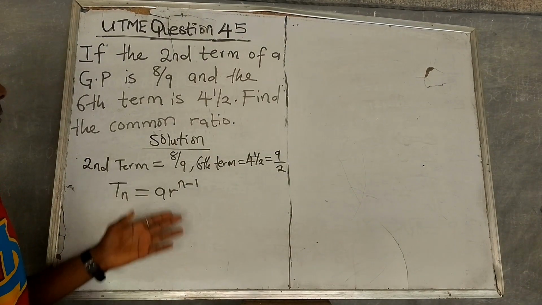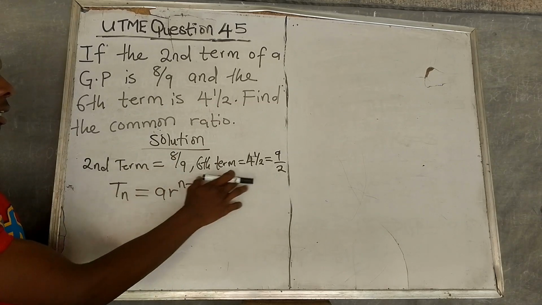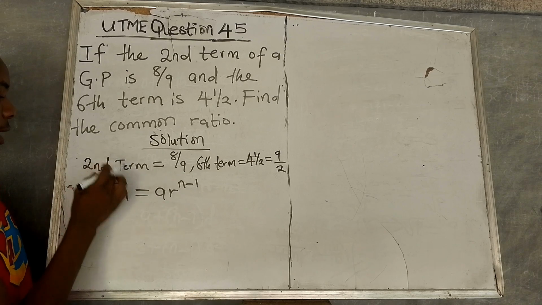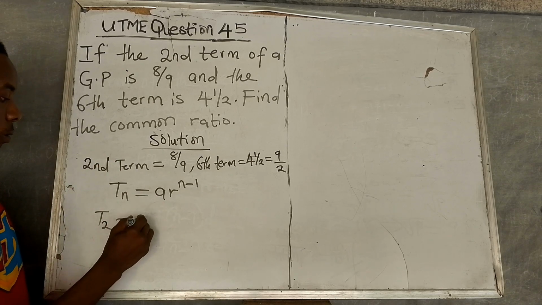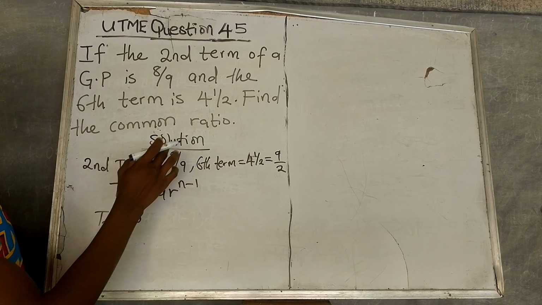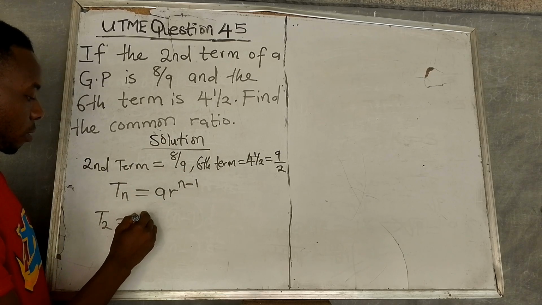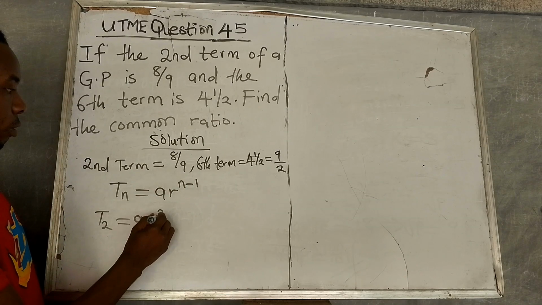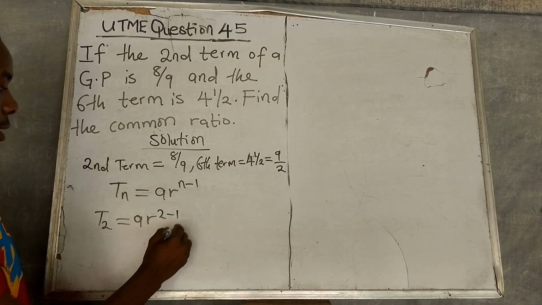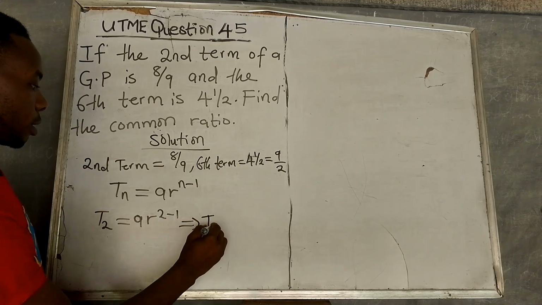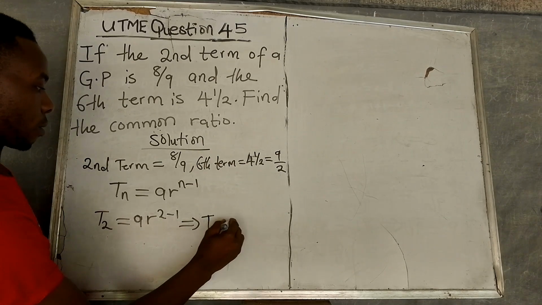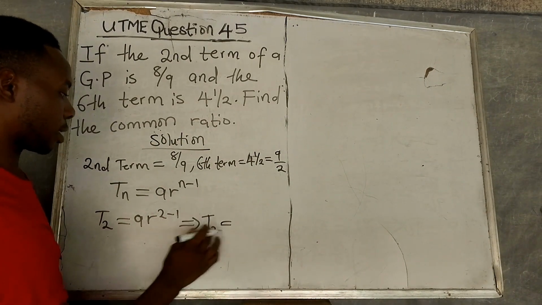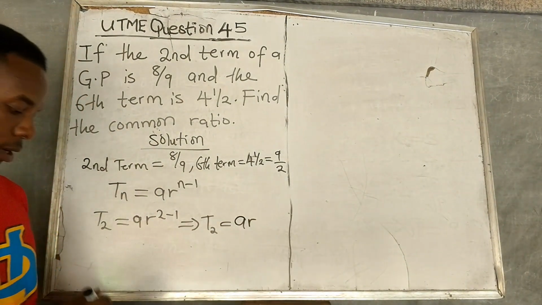Now, from this question, we were given the second term and the sixth term. Let's write for the second term. The second term will be equal to a r raised to power n minus 1. The n is 2, so 2 minus 1, which is 1. And anything raised to power 1 is still that value. So I can say this is equal to a r.